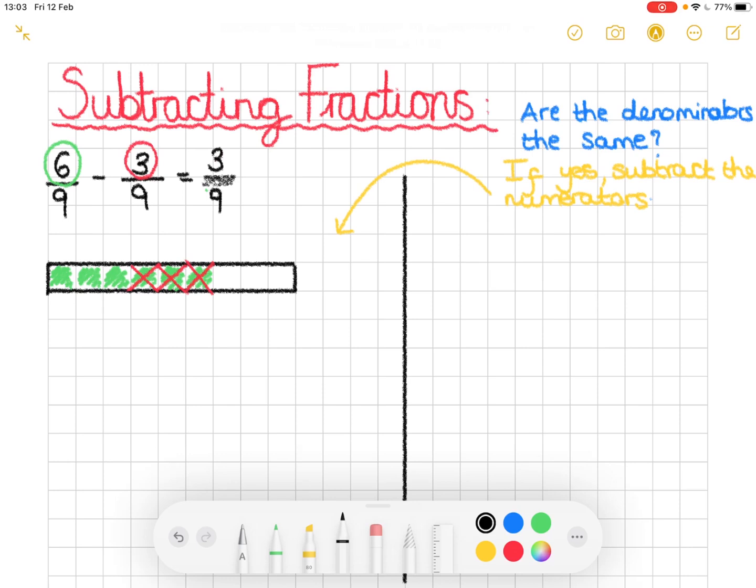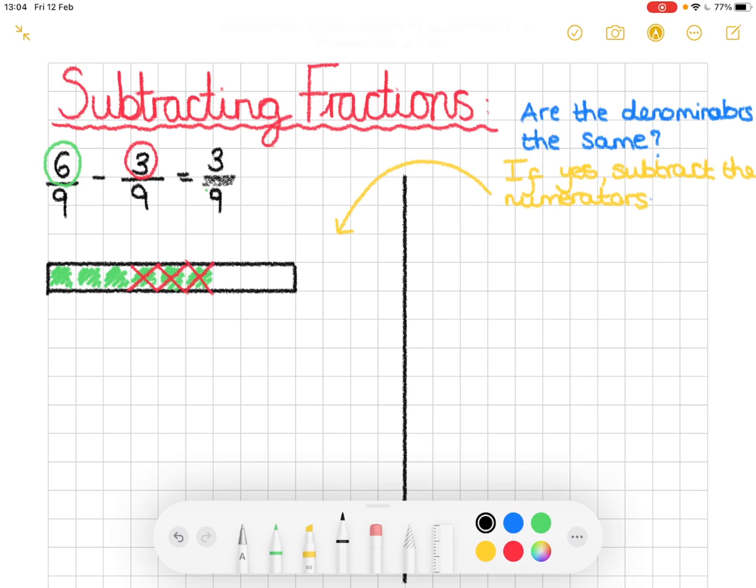3/9. Now, you will have noticed that we could do that just by looking at the numbers, and we may not need to draw a bar model. But the bar model helps us see it really visually, and so it's always useful to get to grips with that first. So 6/9 take away 3/9 makes 3/9. When we are subtracting with fractions, you need to make sure the denominators are the same, and then you only subtract the numerators. Now we're going to look at a different problem where we have different denominators.